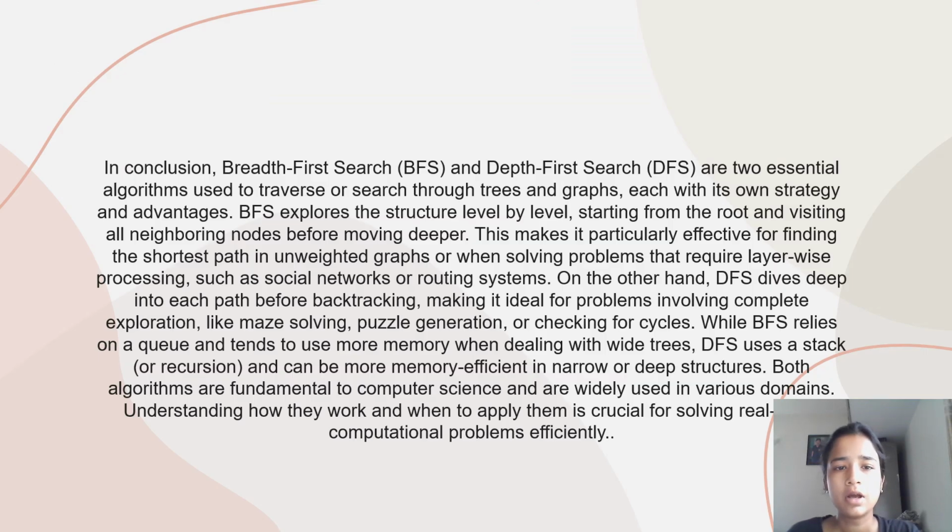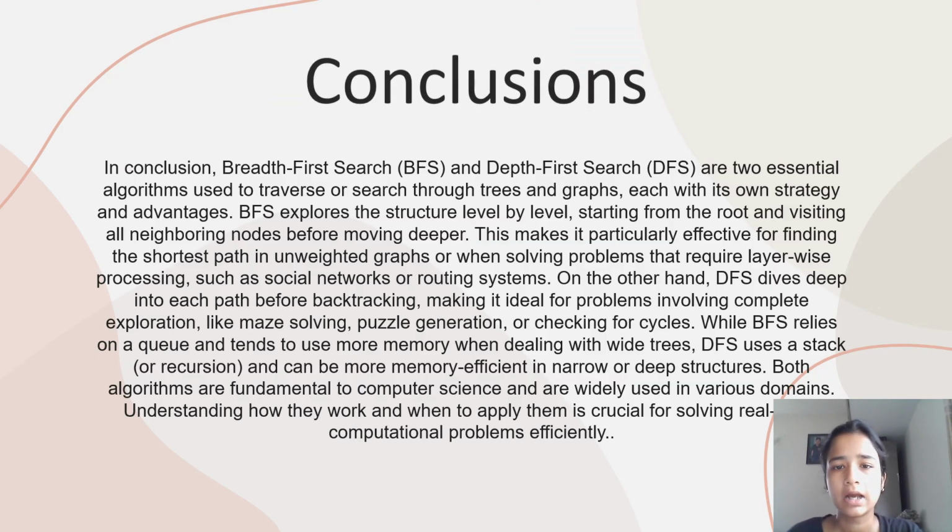In conclusion, breadth first search (BFS) and depth first search (DFS) are two essential algorithms used to traverse or search through trees and graphs, each with its own strategy and advantages. BFS explores a structure level by level, starting from the root and visiting all neighbor nodes before moving deeper. This makes it particularly effective for finding the shortest path in unweighted graphs or when solving problems that require layer-wise processing, such as social networks or routing systems.